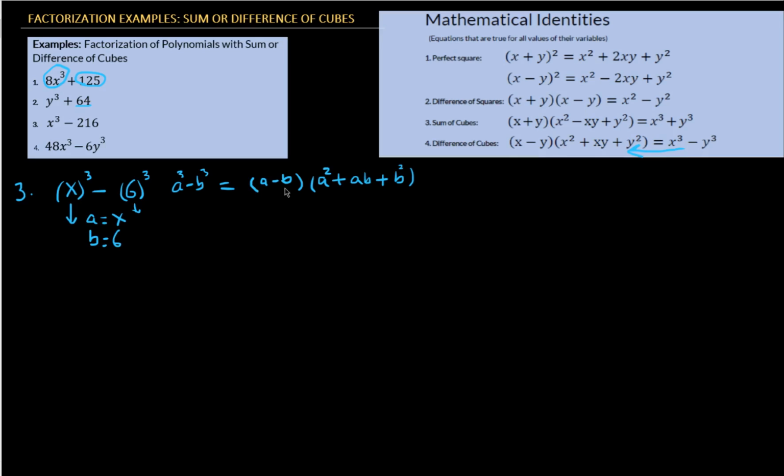Just put the values in here, because a cube minus b cube equals a minus b, which is x minus 6, a square, which is x square, plus a into b, 6x, plus b square, 36. So this is the factored form. Product form, this is your answer.